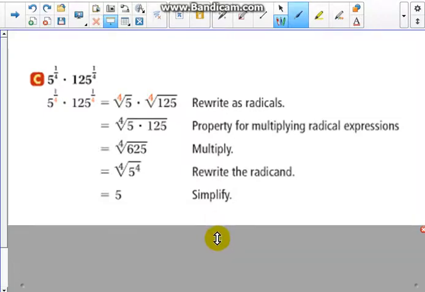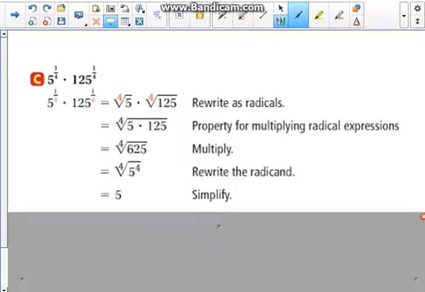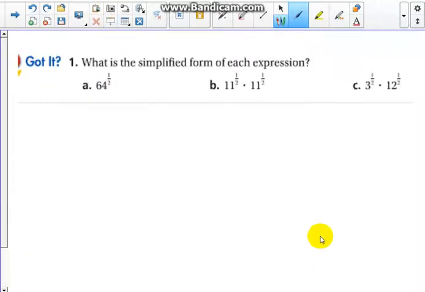Now you can work number 3. So pause here. If you need more work or more practice, here's the got it's.